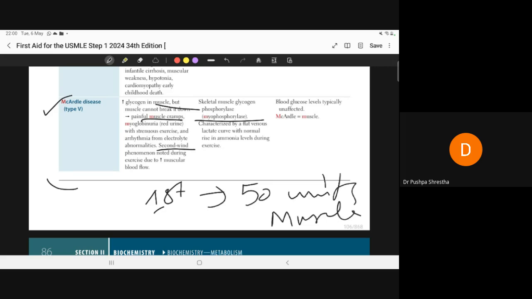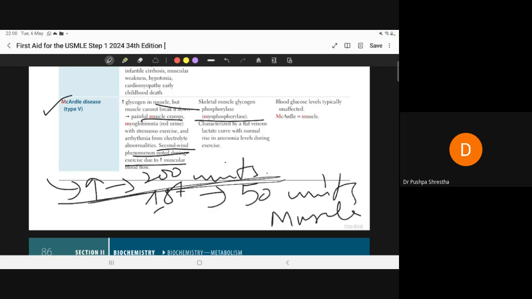The second time your blood flow will increase and it will bring on 200 units of your glucose. Now the muscle does not have to rely on glycogen storage, it can rely on this blood glucose easily. So this is the second phenomenon: the second wind increases your muscle blood flow, and it helps you with the disease.